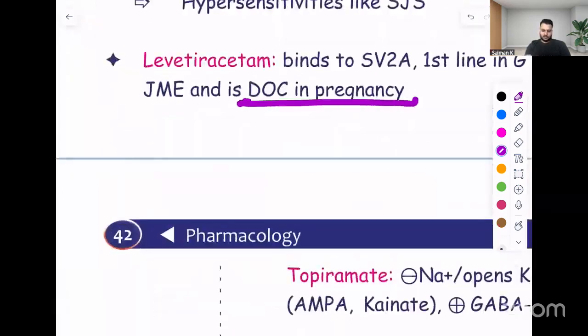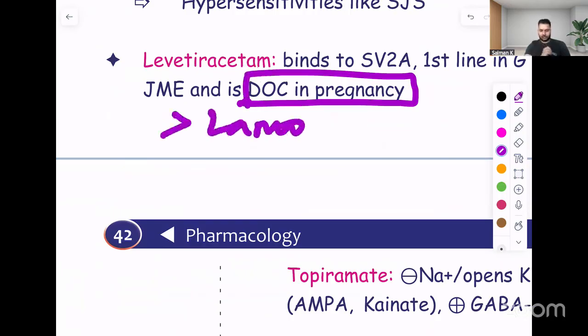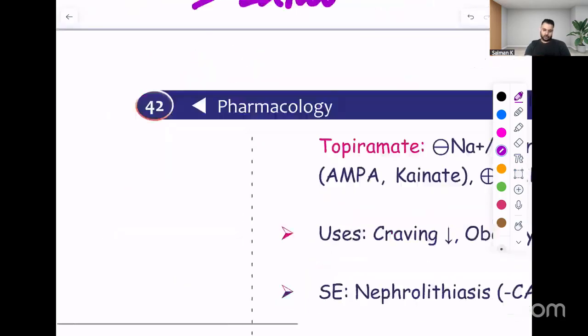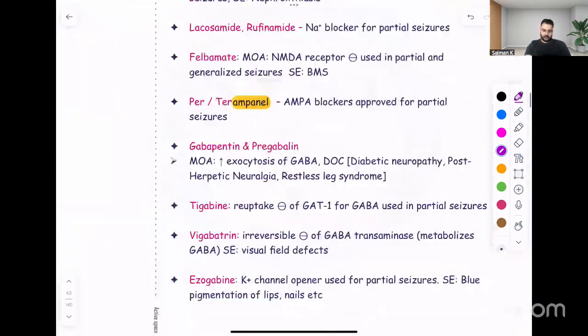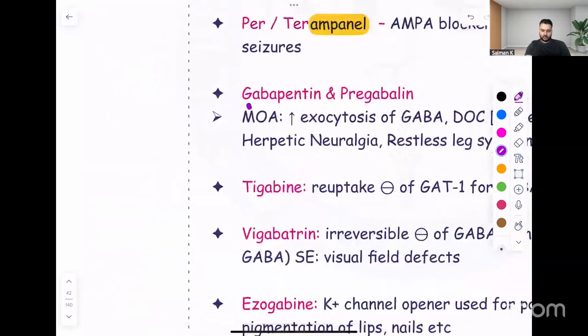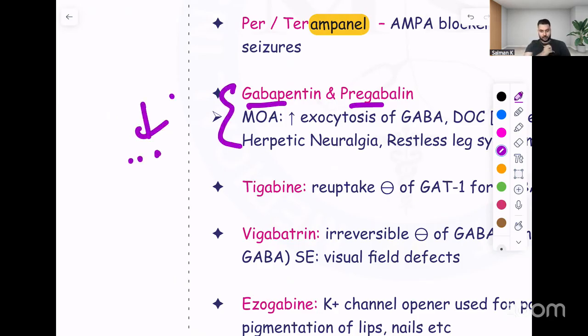Levetiracetam, it is the safest drug in the pregnancy. Levetiracetam followed by lamotrigine. Okay. Next, sir, gabapentin, pregabalin, GABA in the name. These are the drugs stimulating the GABA's effect. Okay, they are stimulating the GABA's effect. So they will reduce pain sensation, etc. That's why they're usually used in reducing pain sensation in neuropathies. Neuropathic pains, I'm going to give you drugs like gabapentin, pregabalin, etc. Okay.